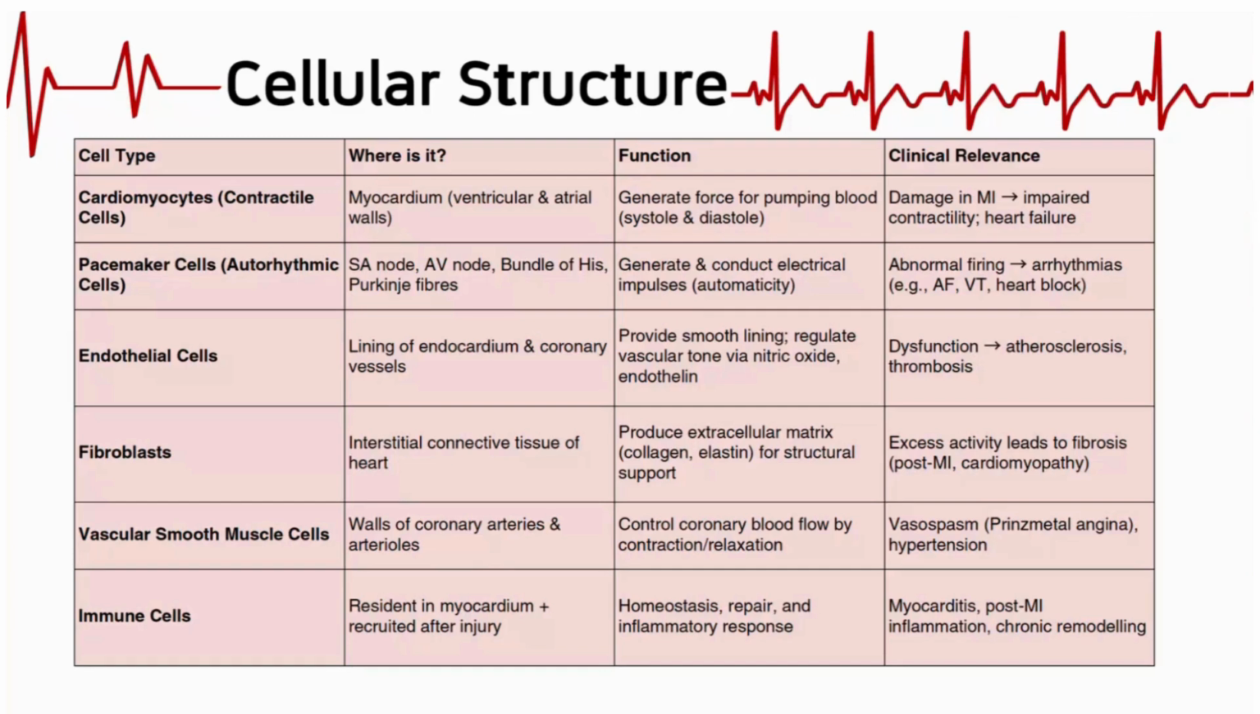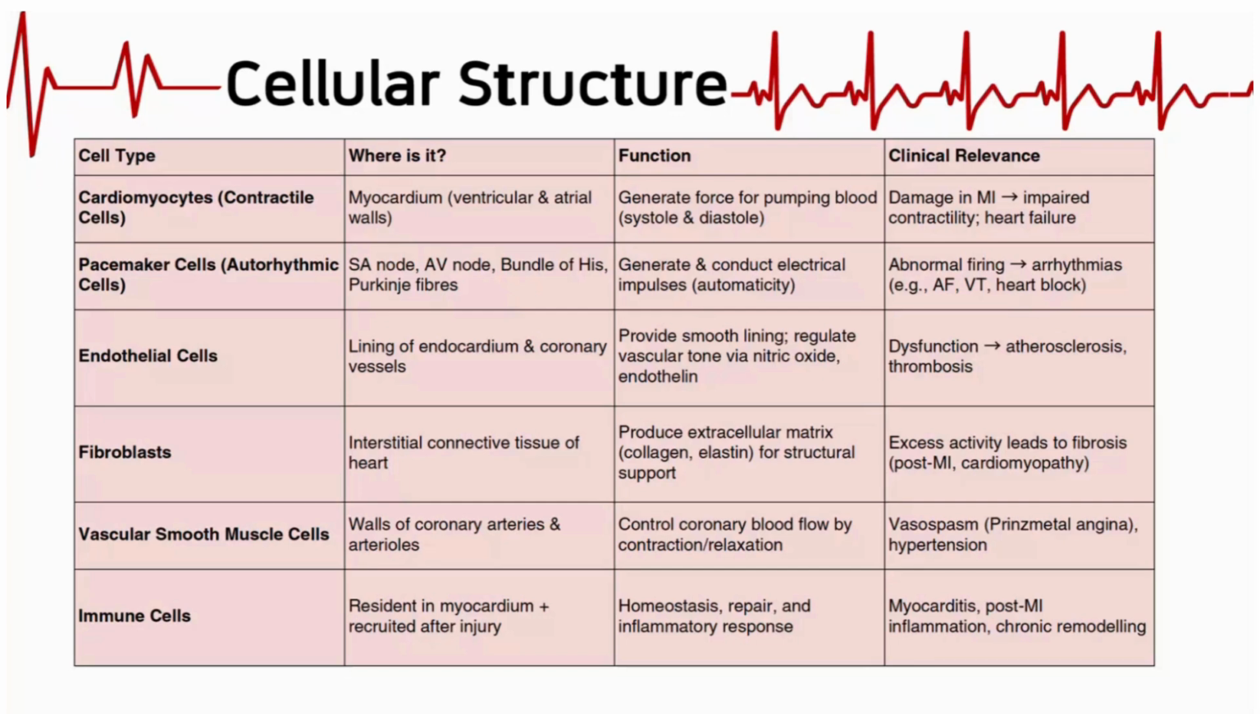So in terms of the cells of the heart, an understanding of the cellular structure of the heart makes it very easy to understand, okay? In my opinion. Now, primarily, the heart is made up of contractile cells called cardiomyocytes. They are found in the myocardium of the heart, right? And what they do is that they generate the force for systole and diastole. Systole is the contraction of the heart. Diastole is the process where we have the filling of the heart, okay?